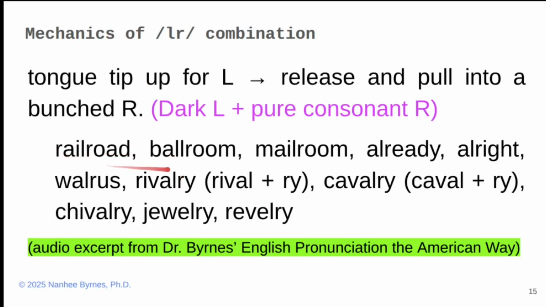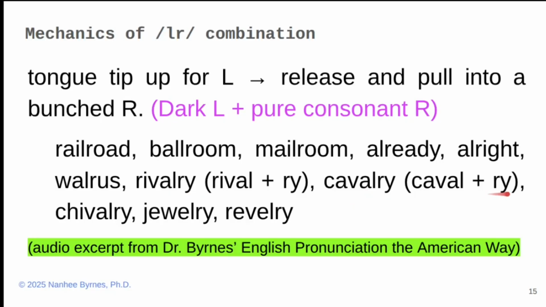Railroad, railroad. Ballroom, ballroom. Mailroom, mailroom. Already, already. All right, all right. Walrus, walrus. Rival plus ry is rivalry, rivalry.